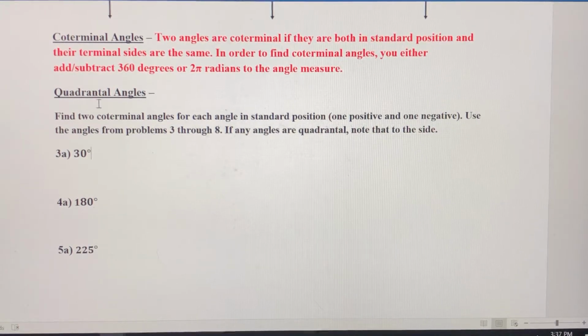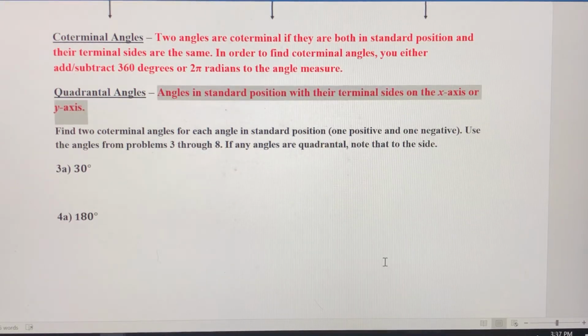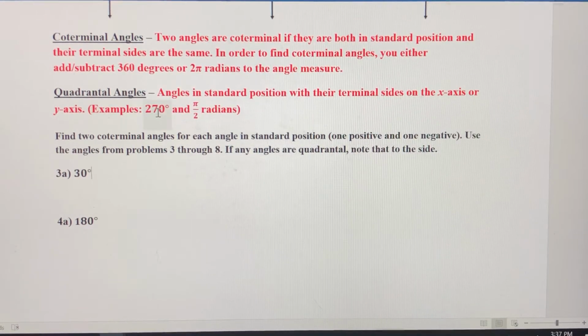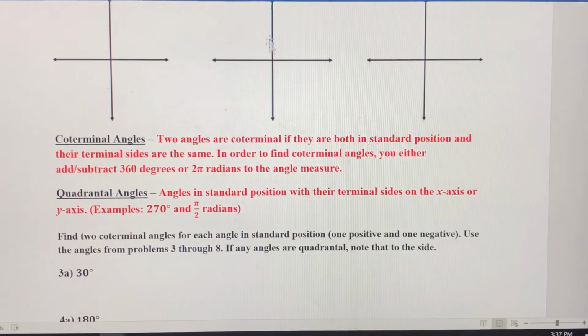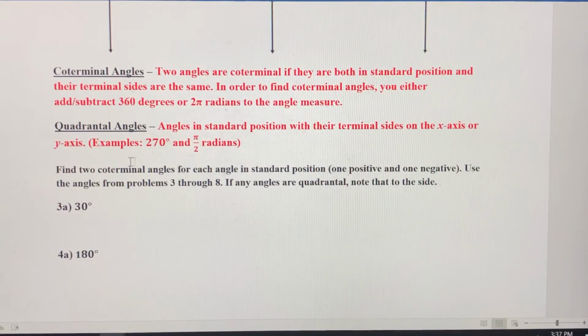Quadrantal angles are angles in standard position that have terminal sides on either the x-axis or the y-axis. A couple of examples: 270 degrees would have a terminal side on the lower part of the y-axis, and pi over 2 radians would have a terminal side on the upper part of the y-axis. Another way to think of this, quadrantal angles would be multiples of 90 degrees or pi over 2 radians.